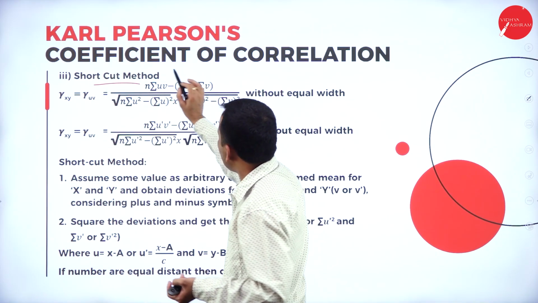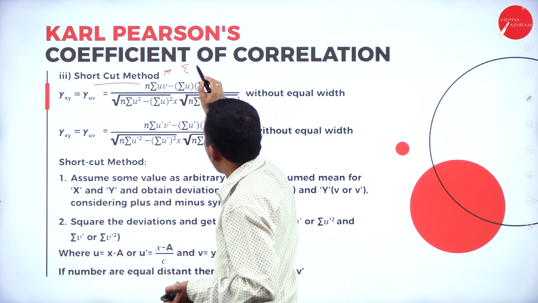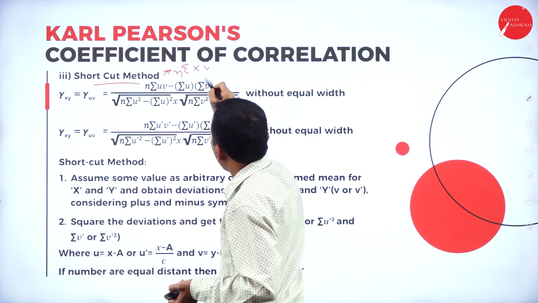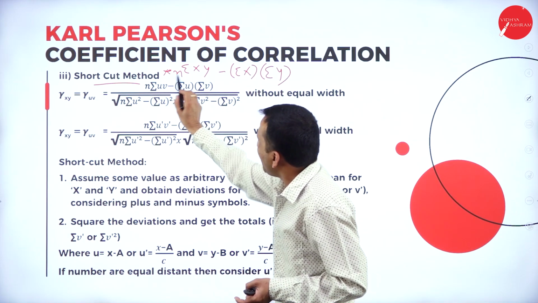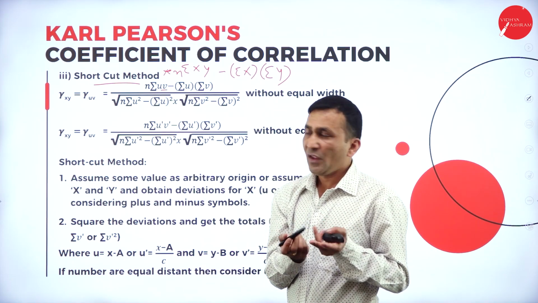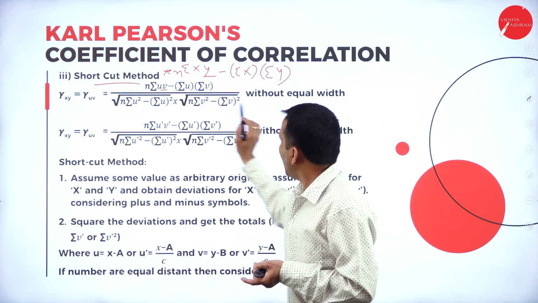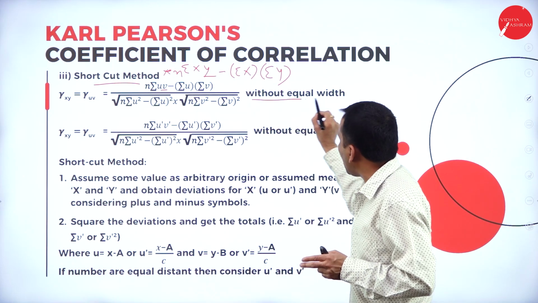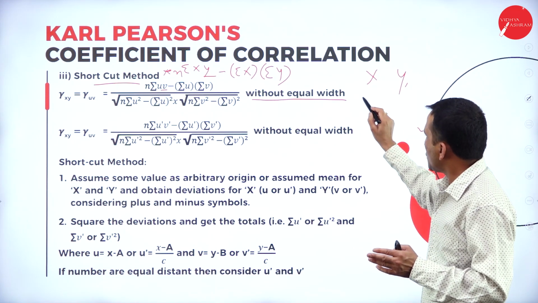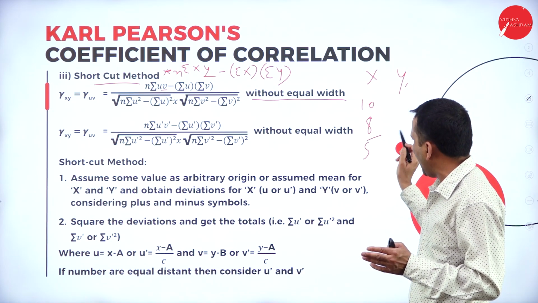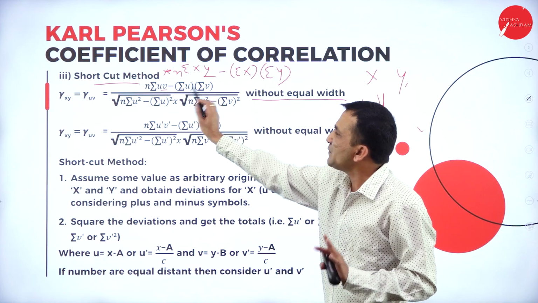See, already have written x, so suppose here, n into sigma xy minus sigma x into sigma y. Wherever you find x, you just replace it with u. Wherever you find y, you just write v. The formula is the same, but here the formula is without equal distance. For example, the set of x and y series values given, which is 10, 8, 5, is not uniform. You are not finding the equal distance. So that's why we are writing just u and v.